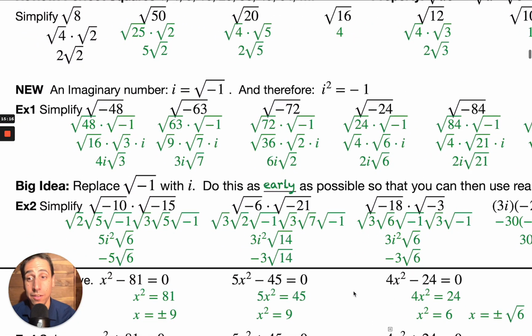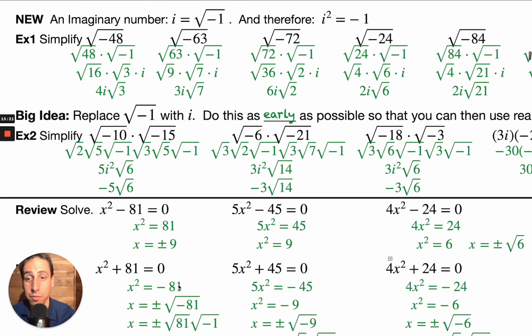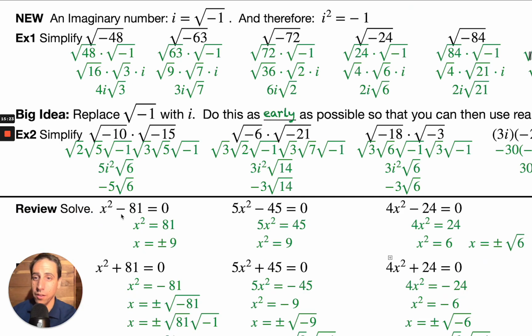Now, what happens when you take the square root of a negative number? What would that look like? Well, let's just change one little sign. This was x squared minus 81. Let's change that to x squared plus 81 equals 0. And you can see you got x squared is equal to negative 81. And when you take the square root of both sides, you get x is equal to plus or minus the square root of negative 81.